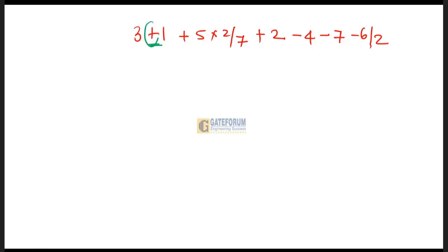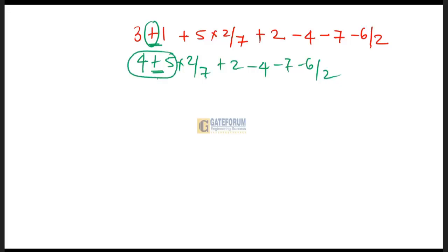It will be evaluated first. It will give me the result 4. Now 4 plus 5 into 2 divided by 7 plus 2 minus 4 minus 7 minus 6 by 2. We need to go step by step. Now the next plus is this one, because we need to follow the left to right convention.